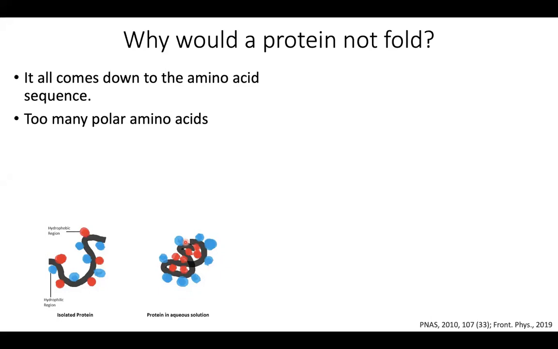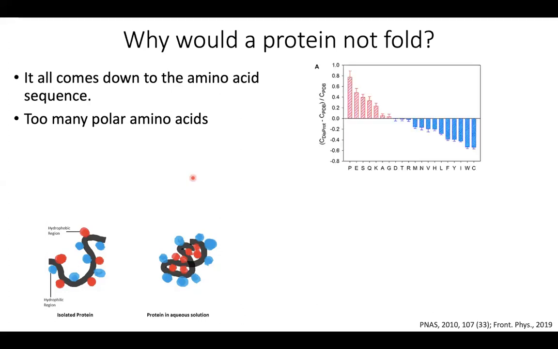However, disordered proteins have too many of these blue polar amino acids, and too few of the non-polar hydrophobic amino acids. So that's one of the factors which doesn't allow these proteins to fold. This is an example that I picked up from a paper. This shows all the amino acids, and this is disordered protein minus PDB. The PDB is a collection of folded proteins, and this one is a collection of disordered proteins.